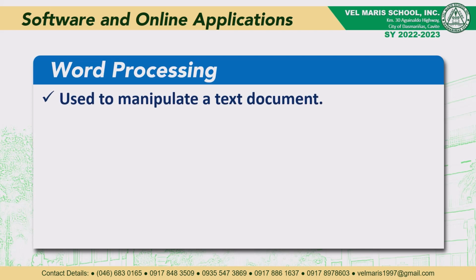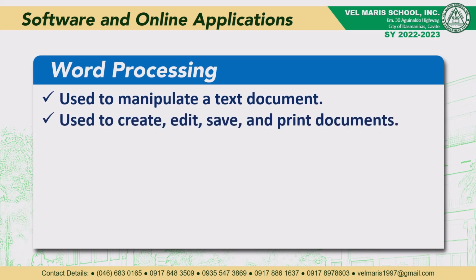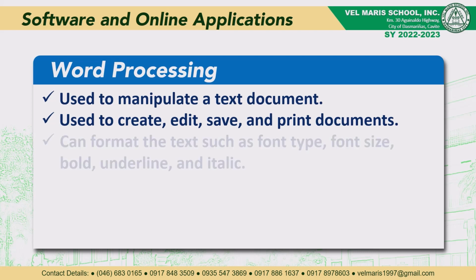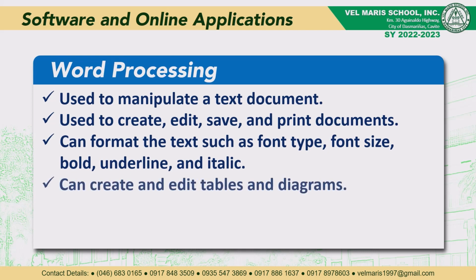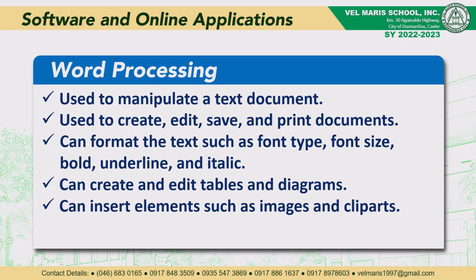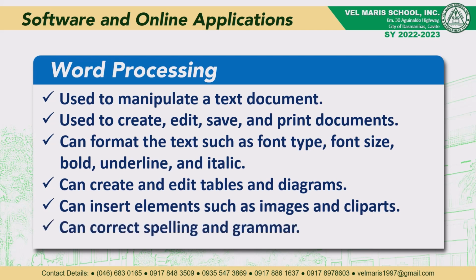A word processing program is used to manipulate a text document. It is used to create, edit, save, and print documents. It can format the text such as font type, font size, bold, underline, and italic. It can create and edit tables and diagrams. It can insert elements such as images and clip arts. And it can correct spelling and grammar.